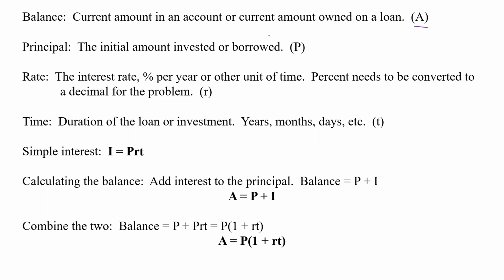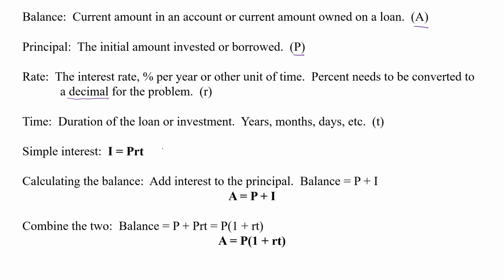Then we have the principal. This is the initial amount invested or borrowed. That's going to be P. We have an interest rate R, and it's going to be a percent per year or some other unit of time. Depending on the unit of time, you have to be careful of that. And the percent needs to be converted to a decimal for the problem. So while it might be stated as a percent in the question, to put it into the equation, it has to be in decimal form.